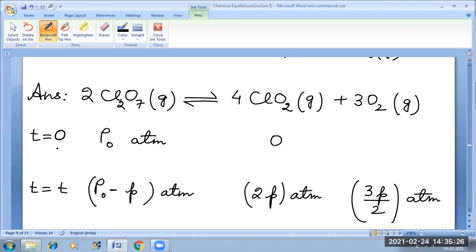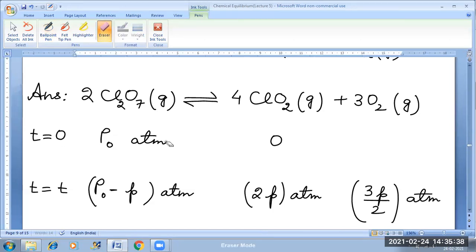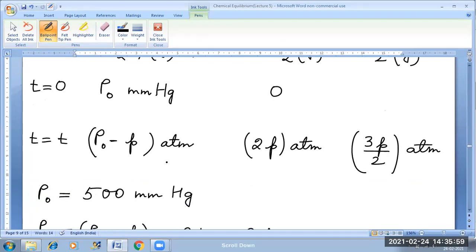Initially, when I started the reaction, I had Cl2O7 with me in the vessel. And so I wrote P naught. mmHg is the unit of pressure mentioned. So let's take everything in mmHg. So here also everything will be in mmHg.